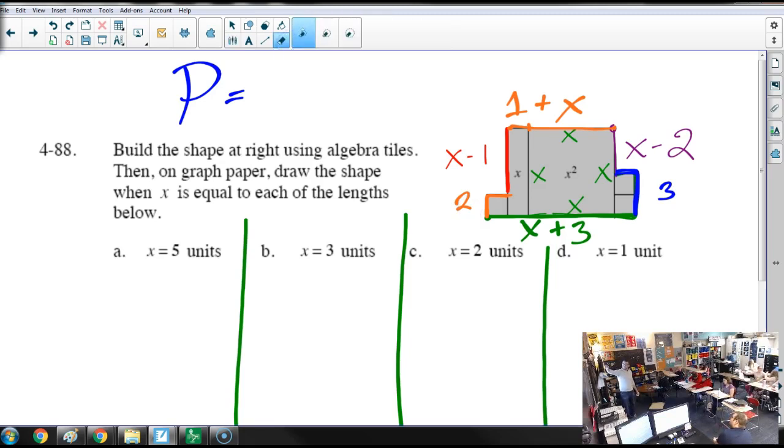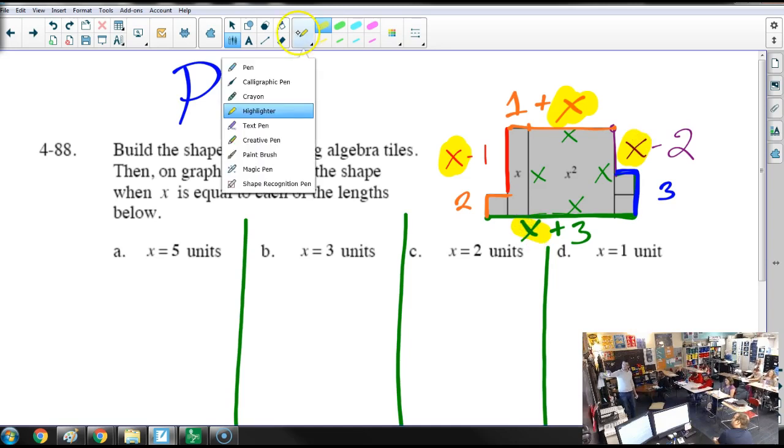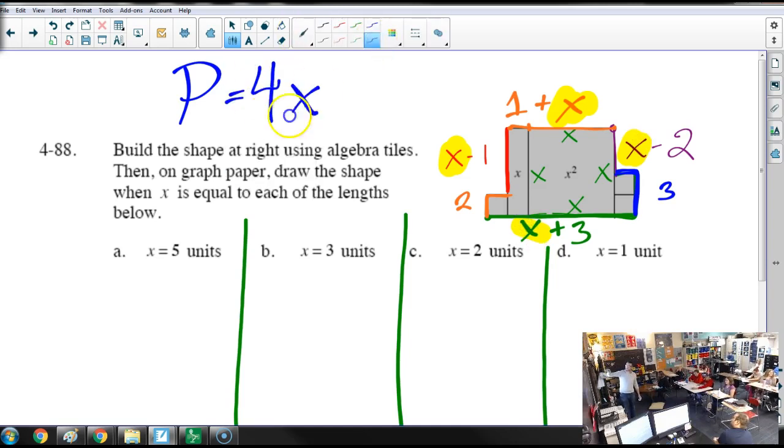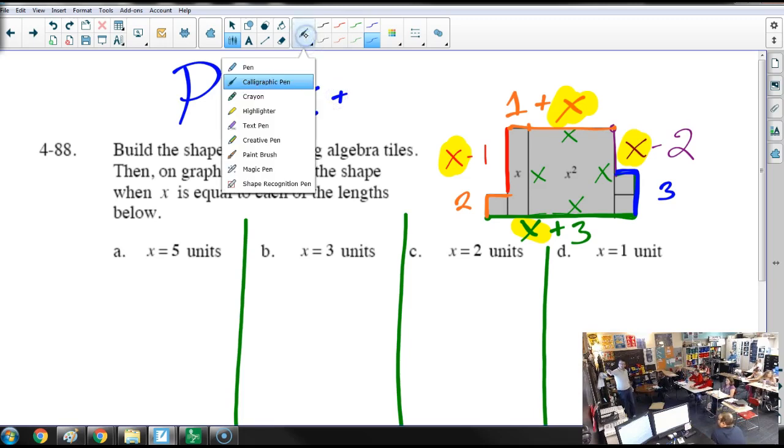Gather up. How many x's? 4, right? So our perimeter is 4x. Grab your constants.